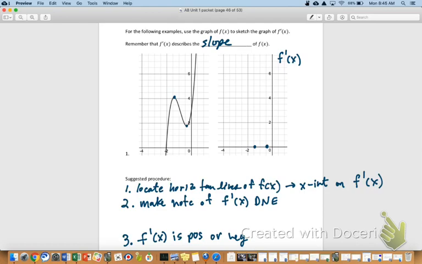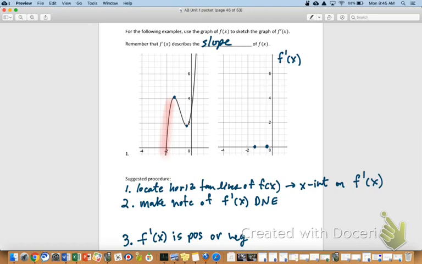Okay, so far I only have 2 points on my f prime graph. I'm going to figure out the rest of them by doing step 3. I'm going to break this down into little chunks for you. So on the red chunk right there, would you say that the slope of f is positive or negative? Positive, I agree. And therefore, f prime must be positive.